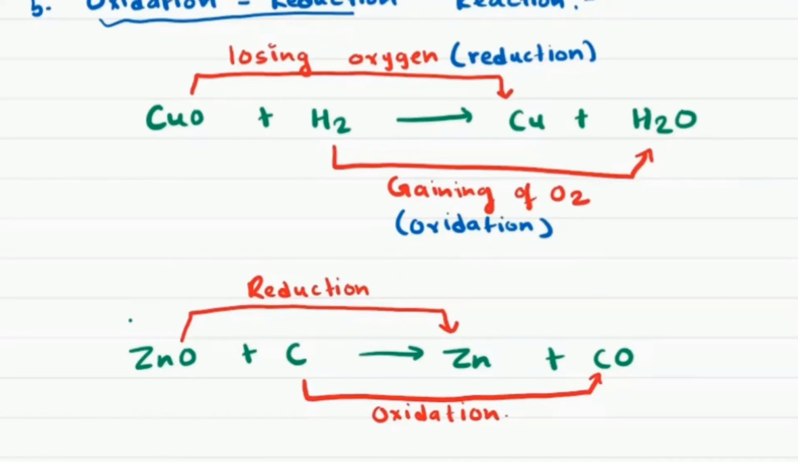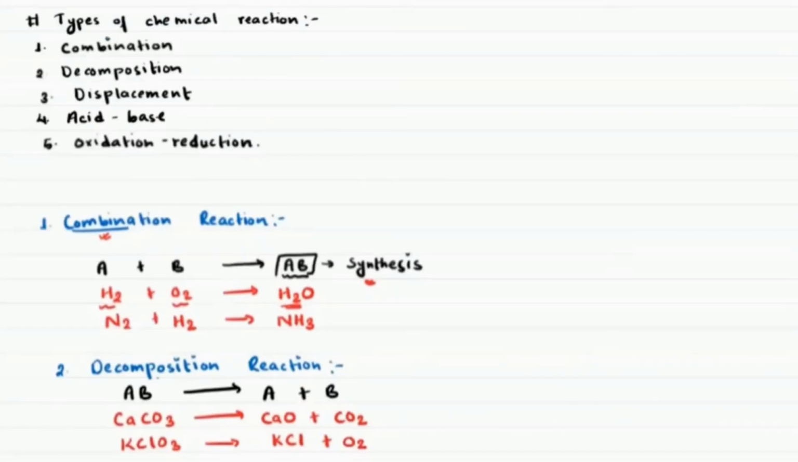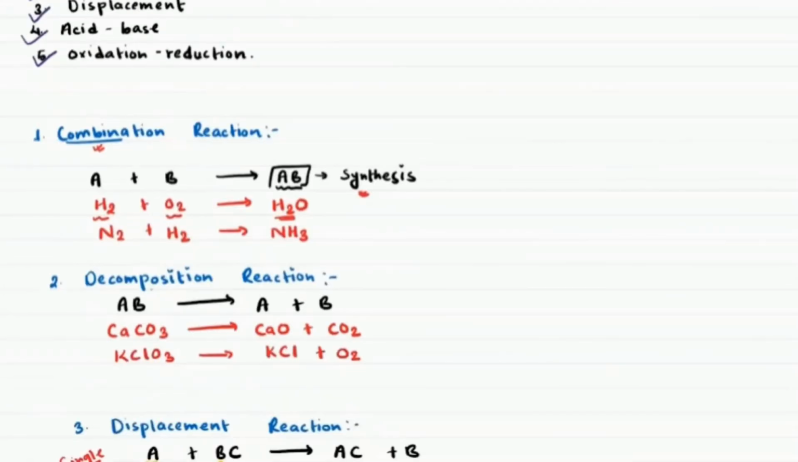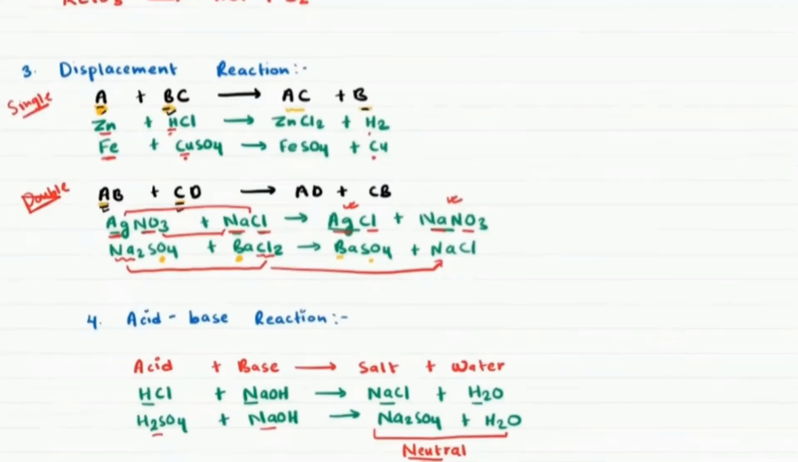So these are all the types of reaction. What we learned is there are 5 types of chemical reaction: combination, decomposition, displacement, acid-base, and oxidation-reduction reaction. In combination reaction, 2 things combine to form a single product. In decomposition reaction, a single compound breaks down into different products. In displacement reaction, the positions of the elements are displaced from each other. So here A is replacing B, and here A is replacing C, and C is also replacing A. So there are 2 types of displacement: single and double displacement reaction.